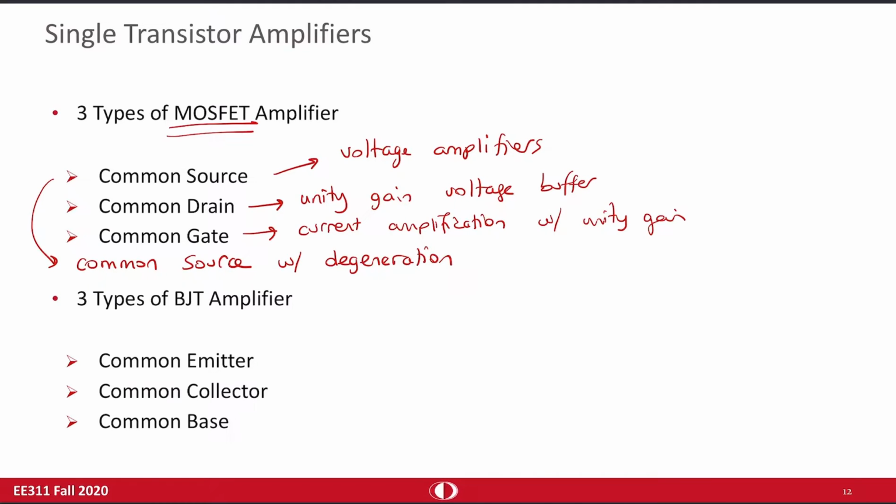And similarly, similar structures can be formed by using bipolar transistors: common emitter, common collector, common base, and of course, common emitter with degeneration. And we can say the same thing for the bipolar ones. Let's start analyzing them one by one and see how they operate and why we call some of them voltage amplifiers, some of them unity gain voltage buffers.